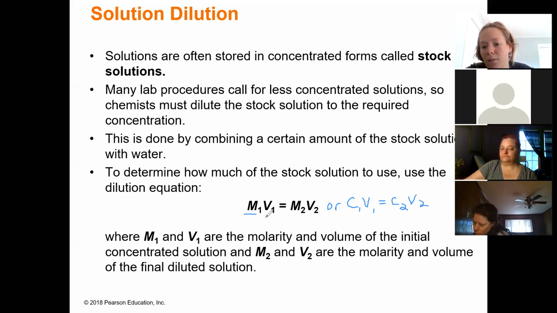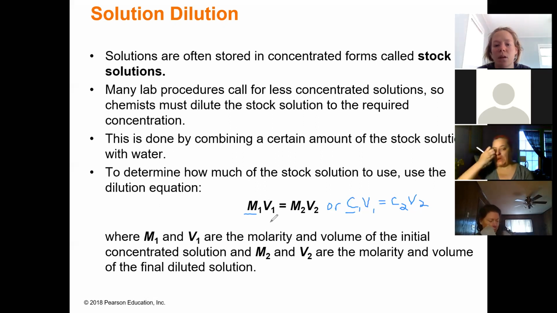Here, the M is standing for molarity. Here, the C is standing for concentration. You can use either one. We could use a variety of concentrations. You could do mass percent, mass volume percent. You can plug those into this as well. They just have to be in the same units on both sides. So M1 V1 equals M2 V2.